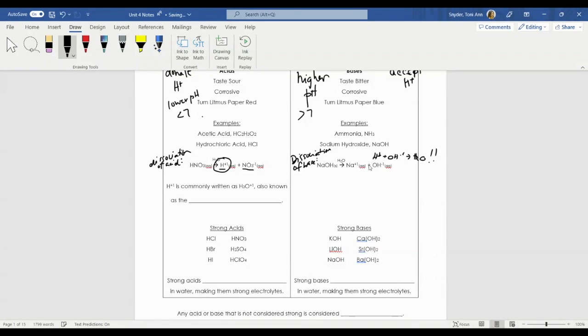So that's why our bases tend to accept those protons, because they produce hydroxide ions in solution. And those hydroxide ions then readily form water with the protons from acids. So here's why your acids and bases tend to form water, right? Which we talked about on page 2 as well. So protons from acids react with the hydroxides from bases to form water.